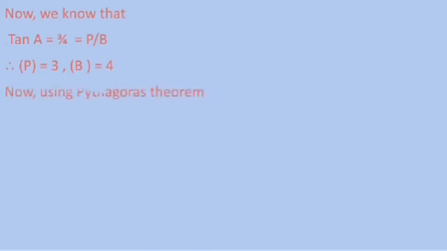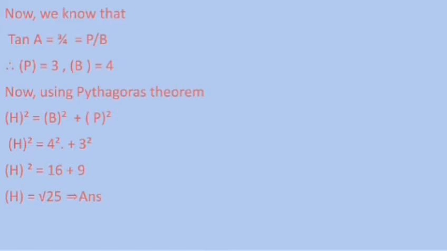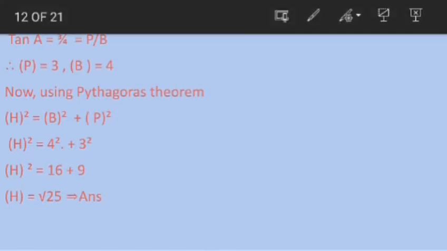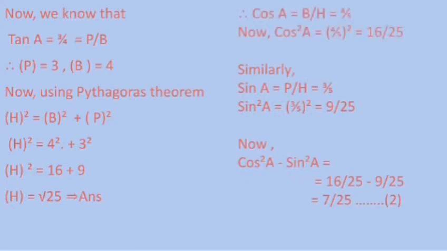So we need to calculate the third side by Pythagoras theorem. The hypotenuse square is equal to base square plus perpendicular square, that is hypotenuse square is equal to 4 square plus 3 square, so the hypotenuse is root 25, and it is going to be 5. Now class, moving to our question, we need to find cos square A and sin square A. We know that cos A equals base upon hypotenuse, so we have the base, 4, and the hypotenuse, 5.